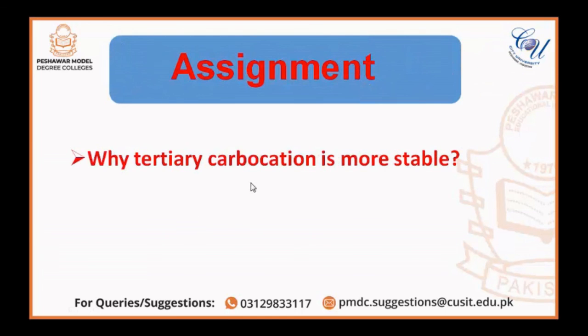Assignment. Why is tertiary carbocation more stable? Tertiary carbocation is more stable due to the greater number of alkyl groups. Alkyl group means electron donating group.